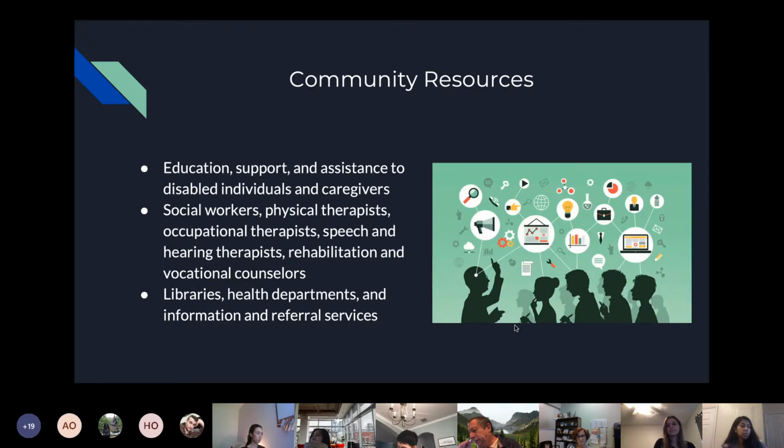Next slide. Community resources. Every community has its unique resources for persons with rehabilitative needs. Such resources provide education, support, and various forms of assistance to the disabled and their caregivers. Social workers, physical therapists, occupational therapists, speech and hearing therapists, and rehabilitation and vocational counselors are among the professionals who can offer guidance in locating appropriate resources. Local libraries, health departments, and information and referral services for older people can also provide valuable assistance.